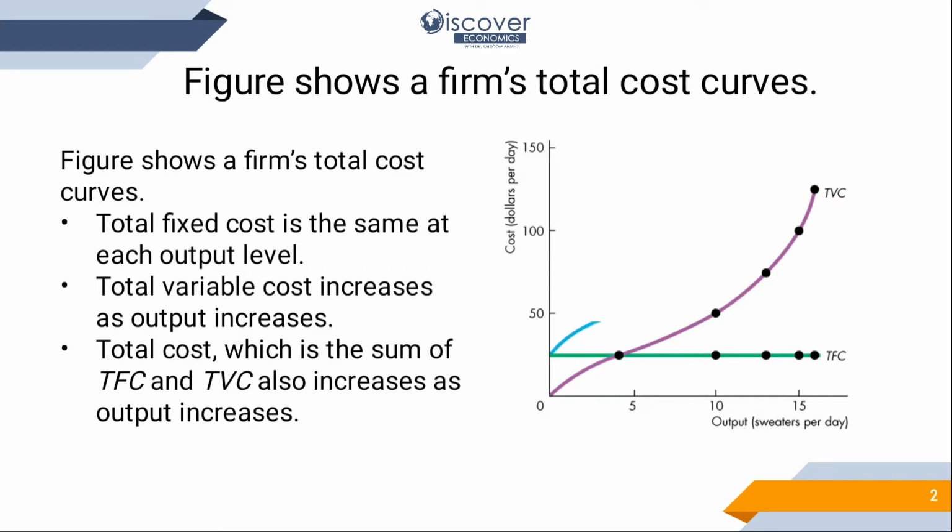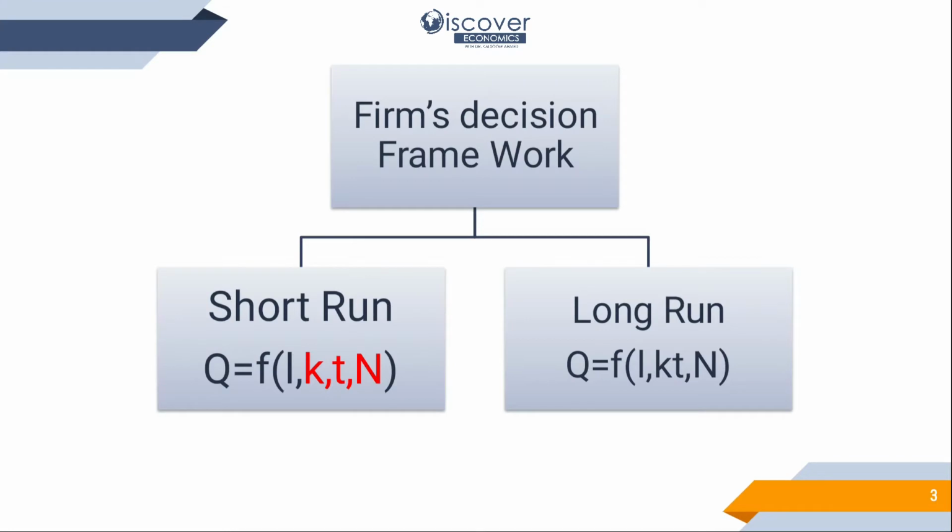Then we have total cost. Now what is total cost? It is the sum of total fixed cost and total variable cost. Okay, then we are going to start up with the firm's decision framework. A firm will take its decision in short run and in long run. Now what is short run?